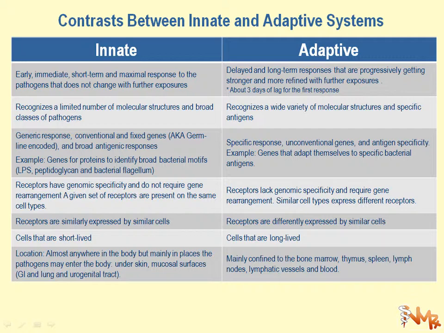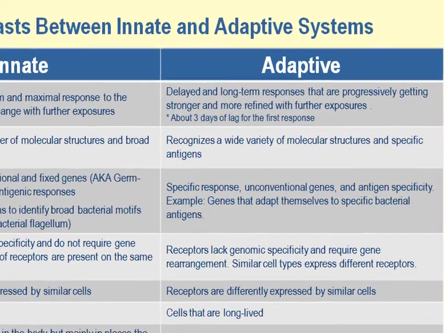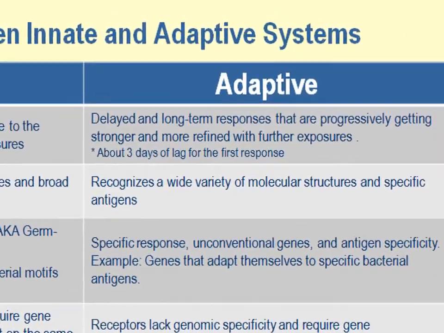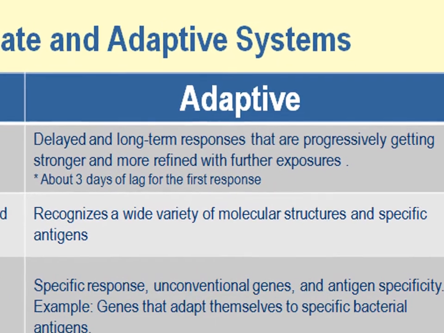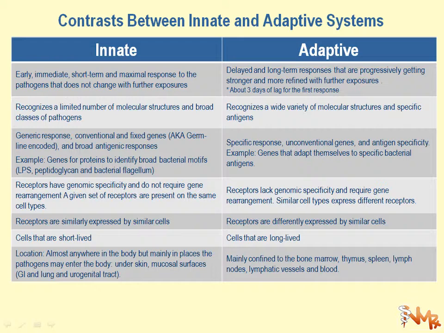They are maximal from the beginning. In contrast, the adaptive system provides delayed and long-term responses that are progressively getting stronger and more refined with further exposures. And I want you to know that it takes at least about 3 days for the first response of the adaptive system to happen, whereas the innate response is almost immediate.